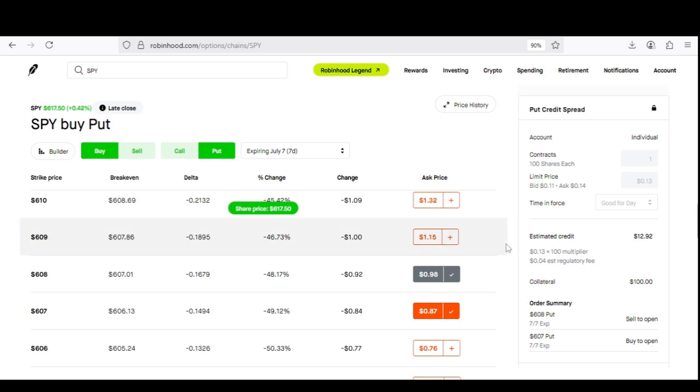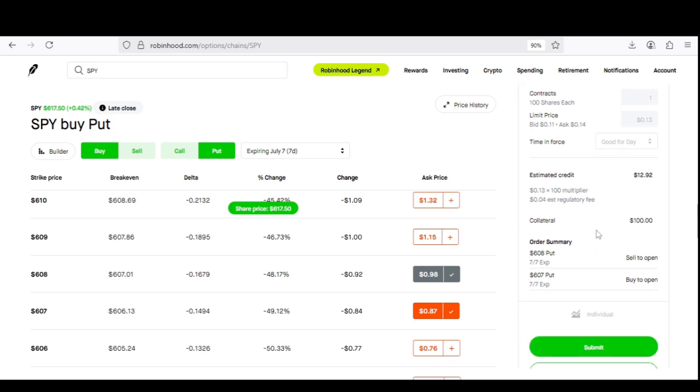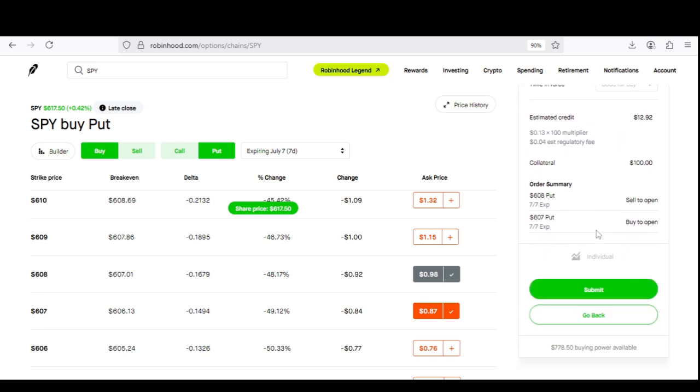Well, it's quite simple. Once you're in the trade, you're going to simply open up the trade and Robinhood is going to give you some options, no pun intended. So the options they're going to give you here are to close this trade. You should have a green button here that says close, and below that you're going to have another green button that says roll this trade.